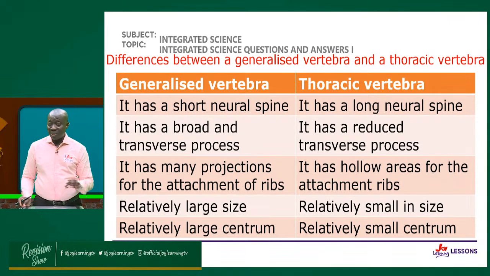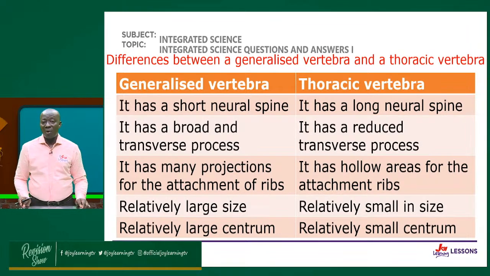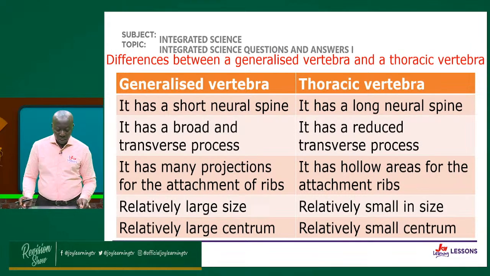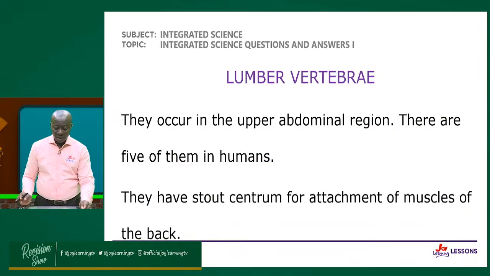Remember, the generalized vertebra is not the same for all. It's just a summary of all the structures we have for all the vertebrae, okay? In the case of the generalized vertebra, it is of relatively large size, but that of the thoracic is relatively small. And the centrum of the generalized vertebra is large, but that of the thoracic vertebrae is very small.